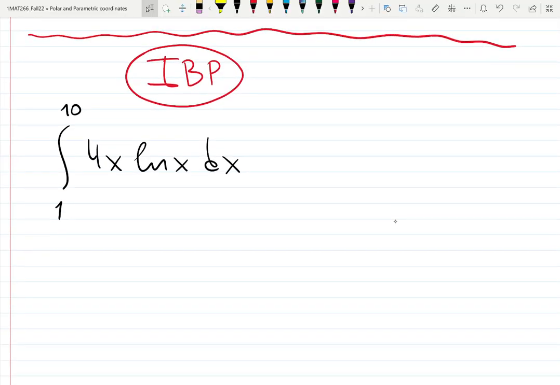Integration by parts. Unlike u substitution, integration by parts is not a transformation, just calling names. Some function will be called u, some will be called dv. Integration by parts undoes the product rule.